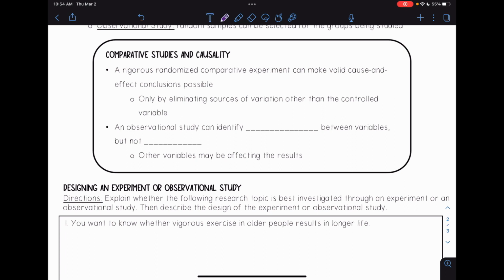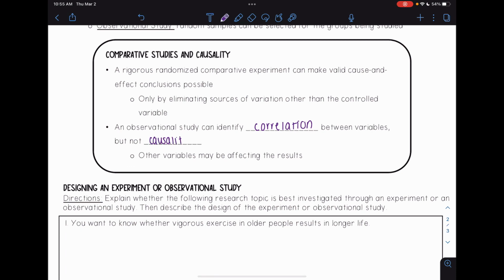And that is only by eliminating sources of variation other than the controlled variable. So it's very important that we have identical situations except for that one variable that we're testing in a cause and effect relationship. So again, like with that weight loss drug. For an observational study, on the other hand, this can identify correlation between variables, but not causality.